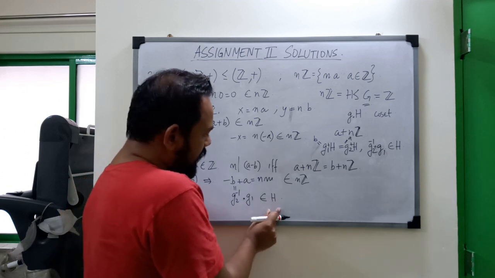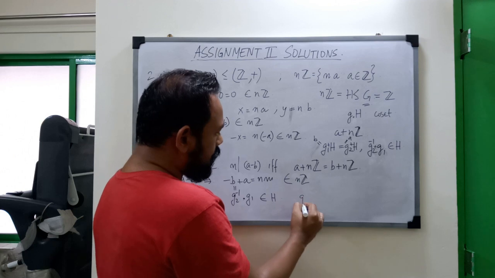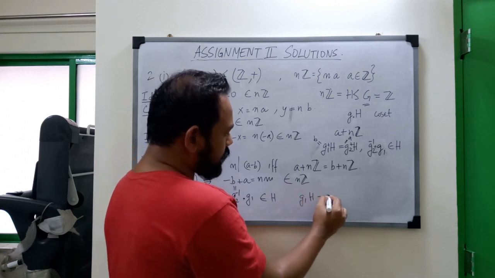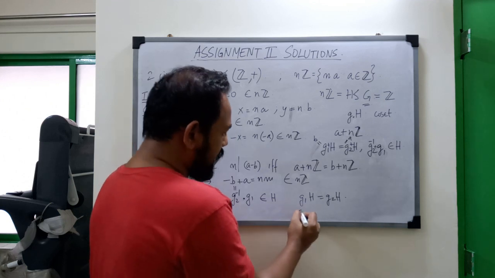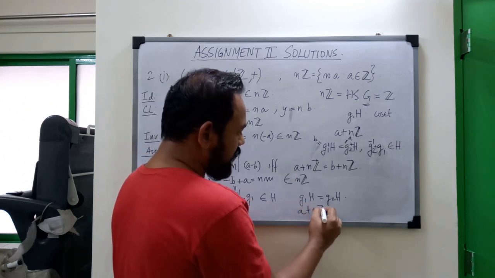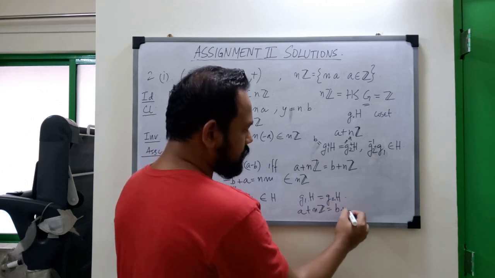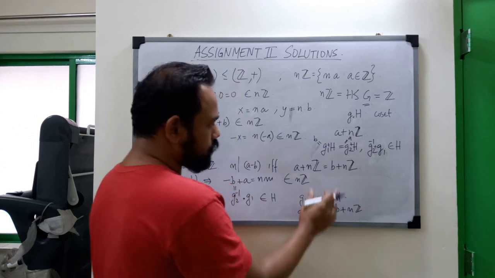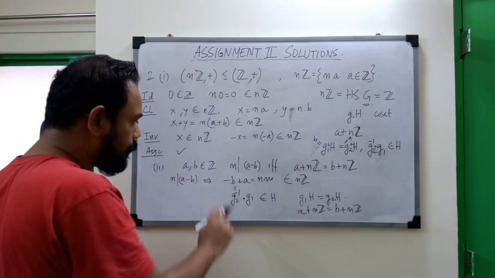And because nZ is H, therefore the two left cosets must be the same. Here G1 is a and product is addition, H is nZ, G2 is b, product is addition, H is nZ, so this is true. The two are the same as left cosets when this is true.